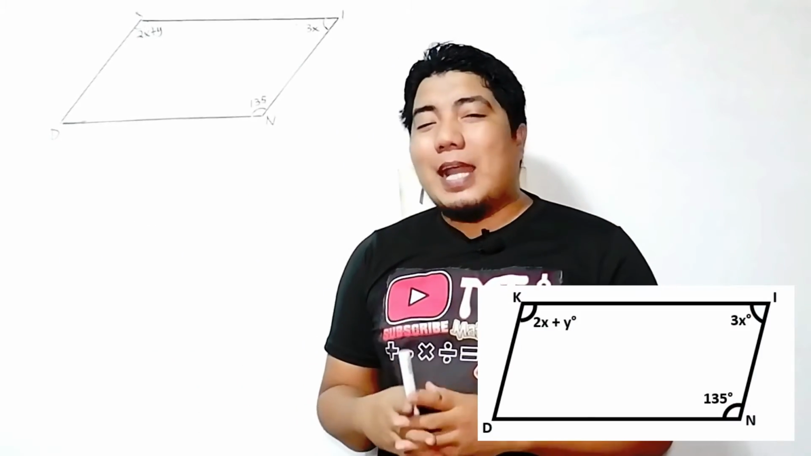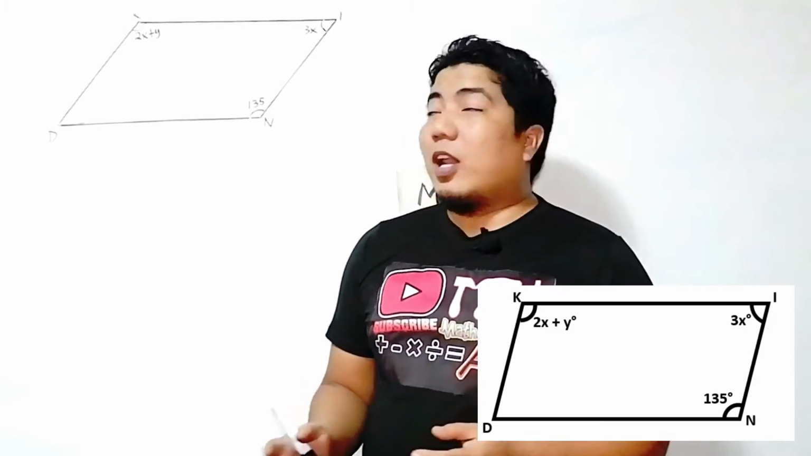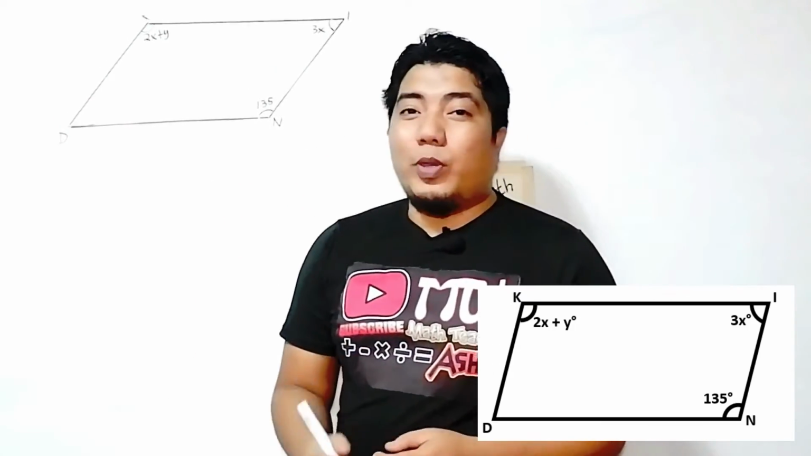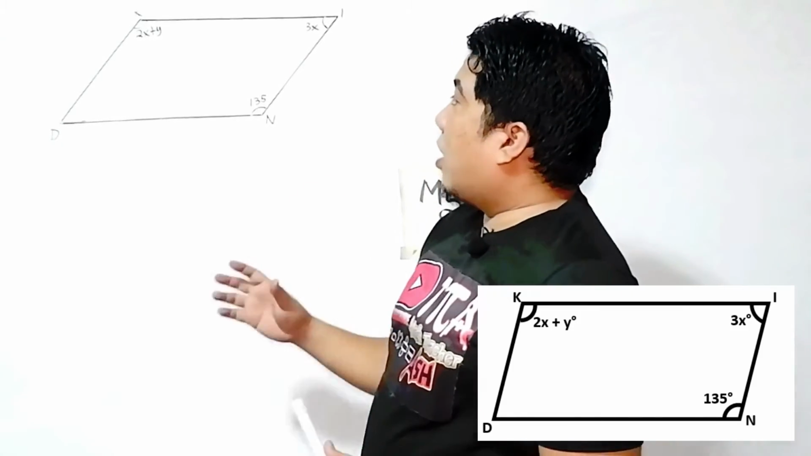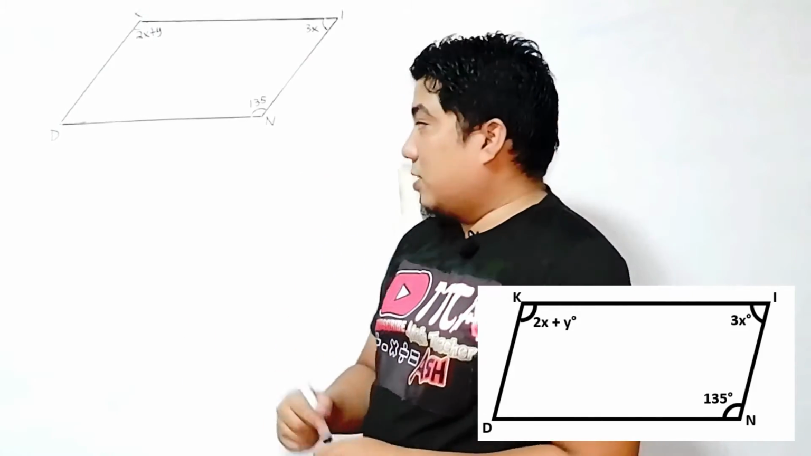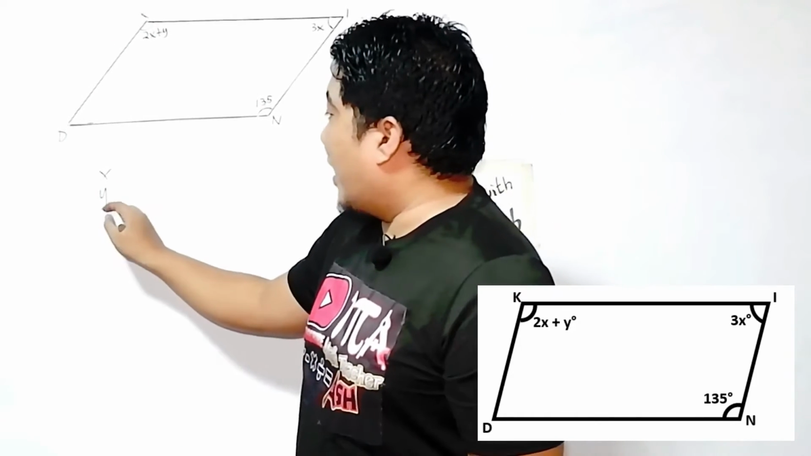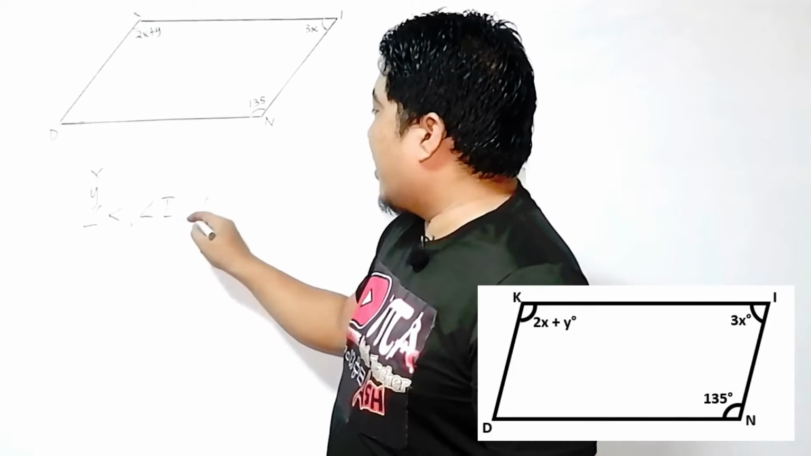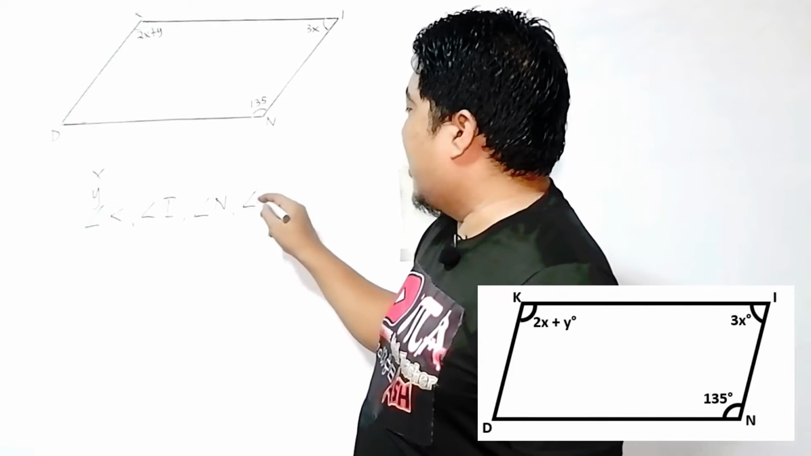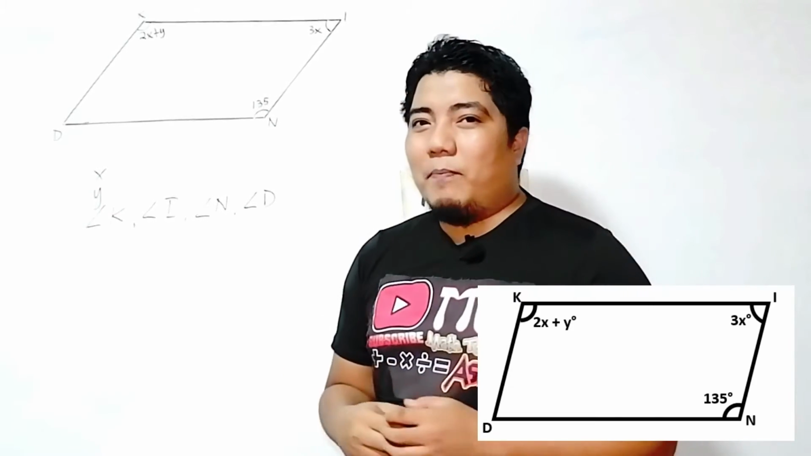Okay, math learners, we are now to our second problem. We have here the parallelogram KIND. So we have K, I, N, and D. Question is, what are the value of x, the value of y, as well as the actual value of angle K, angle I, angle N, and angle D?